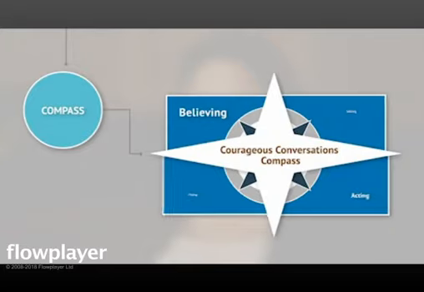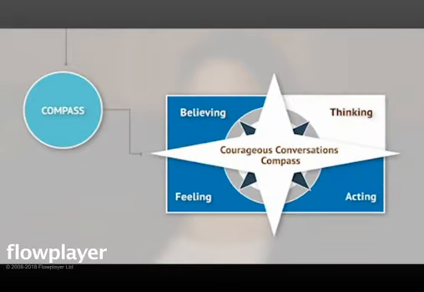The purpose of the compass, like any directional piece, is to navigate you where you are in the conversation and also to help others navigate where they are in the conversation about race. There are 4 quadrants in the compass: believing, thinking, feeling, and acting. And so there are 3 ways that we really utilize this tool.